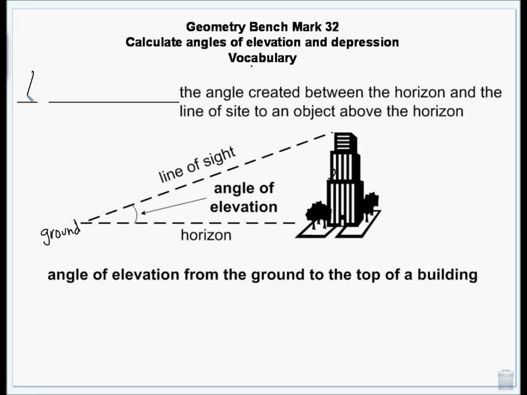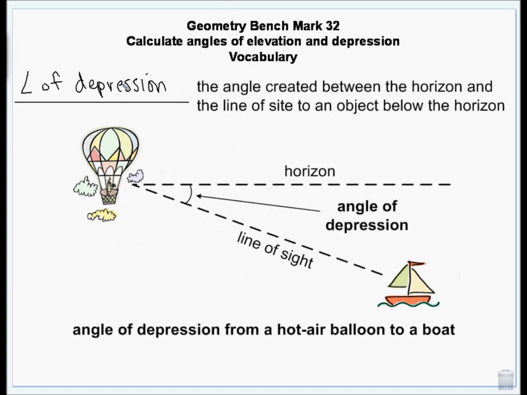Angle of elevation is the angle created between the horizon and the line of sight to an object above the horizon. And the horizon is the same as the ground. The angle of depression is the angle created between the horizon and a line of sight. So you look straight out and it's this angle down to the ground.